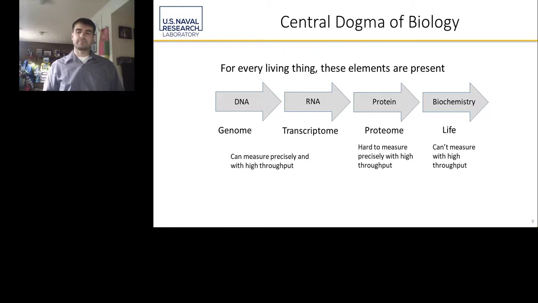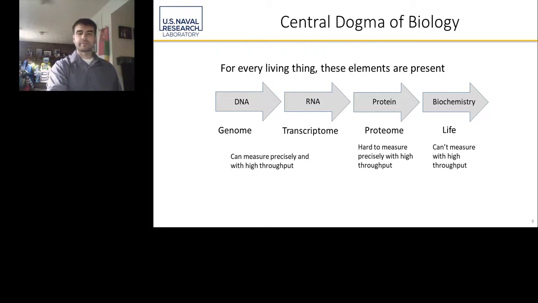And to kind of step back and look at things from a very high perspective here, the way we're doing this is we're looking at part of what's called the central dogma of biology. So for everything that's alive, there are these four things: the genome, which is made up of DNA, the transcriptome, which is made up of RNA, the proteome, which is made up of protein, and then the biochemistry that is occurring in life.